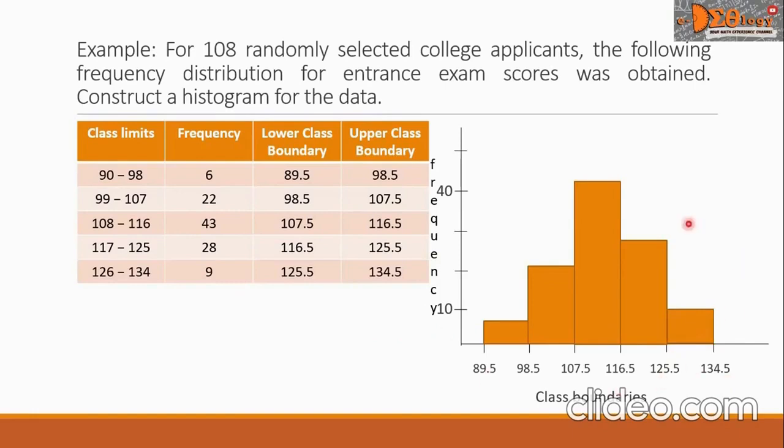So this is our histogram now, and this is our final answer.